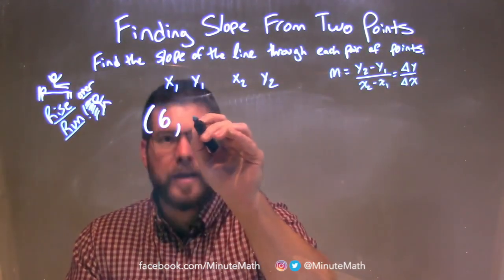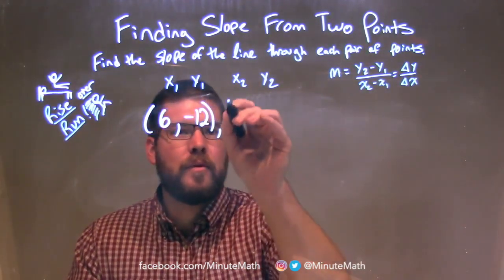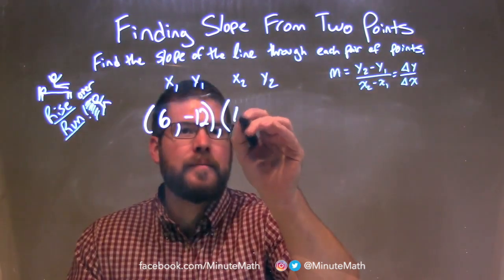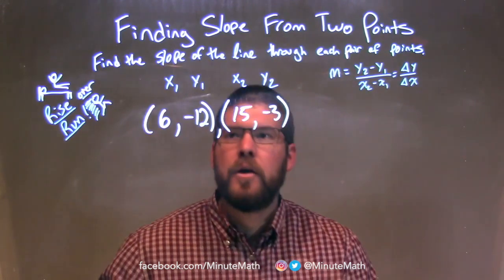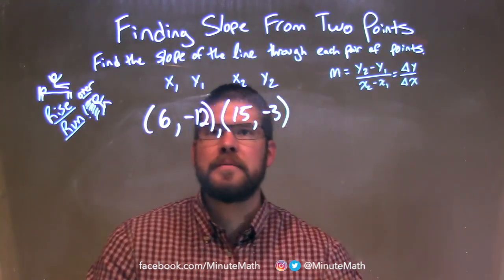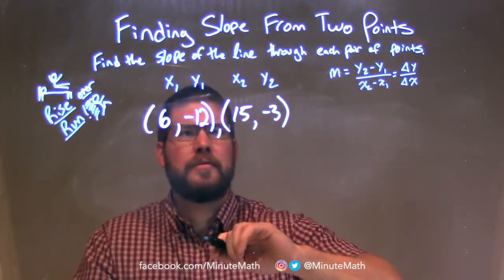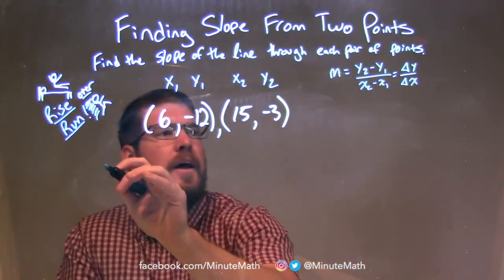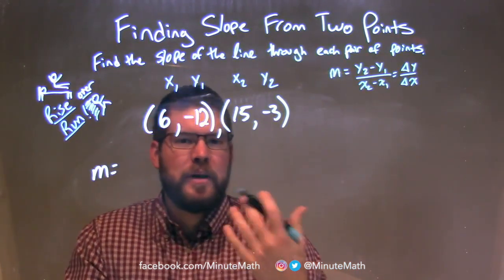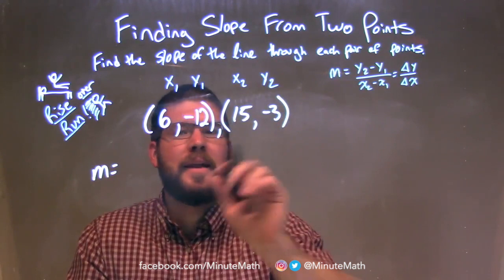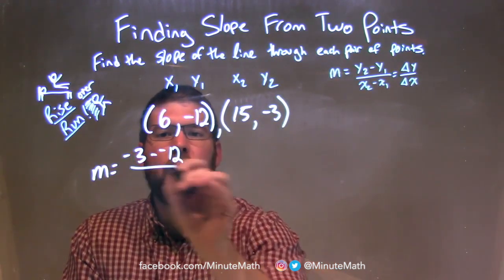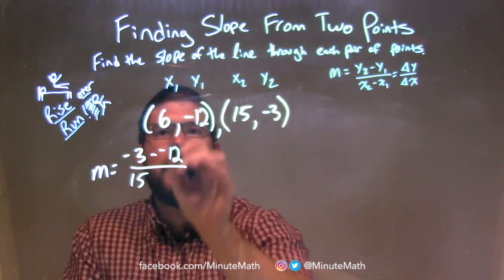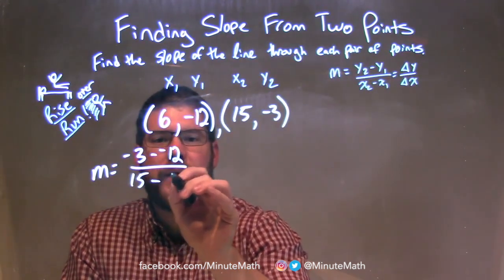6, comma, negative 12. My second point being 15, comma, negative 3. Okay? So I have my 2 points right there. All right? So I need to apply the slope formula. My slope formula, m equals y2 minus y1 over x2 minus x1. Negative 3 minus y1, negative 12, over x2, 15, minus x1, 6. So we have minus 6 there.